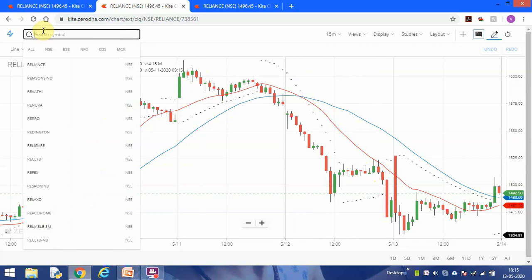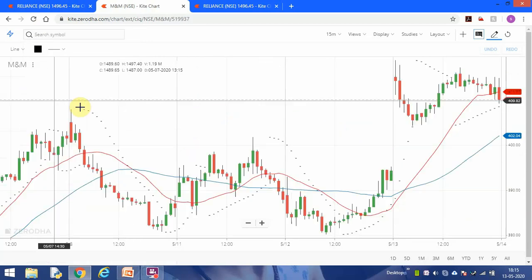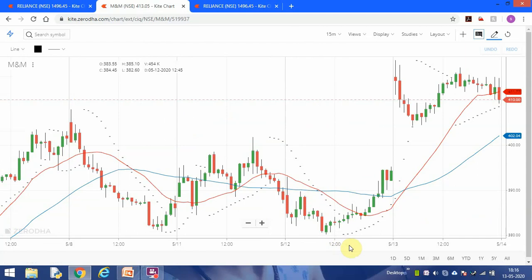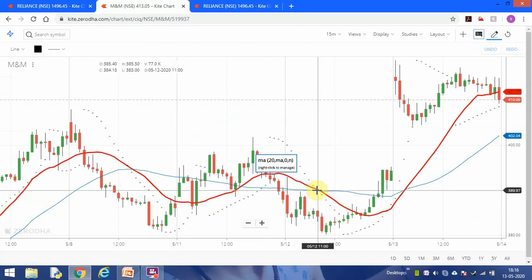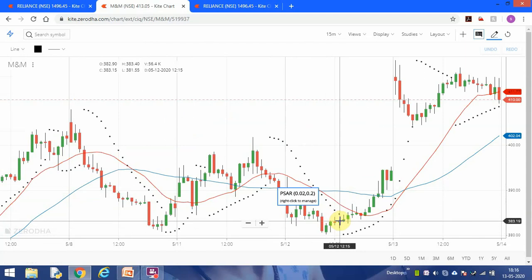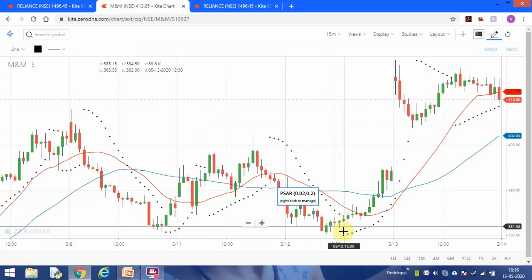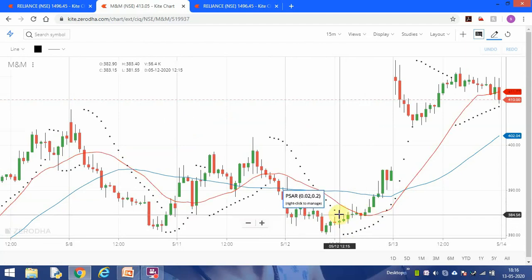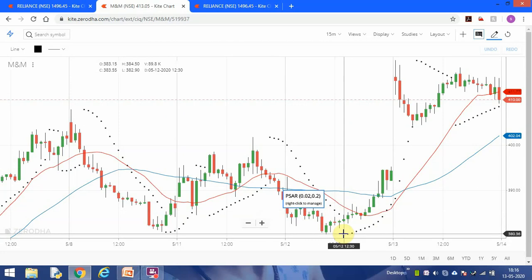I will take any other share. Let me take M&M, Mahindra. You see Mahindra also, because today market opened with a high gap up. You see here, from here there is a trend change. The parabolic SAR was above candle, then it came below candle, and you see that.